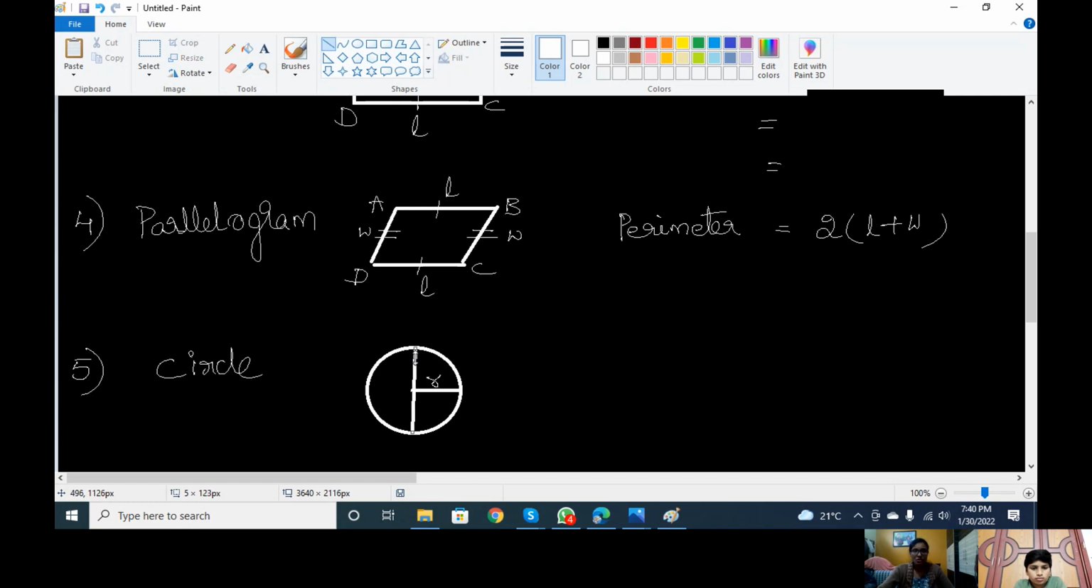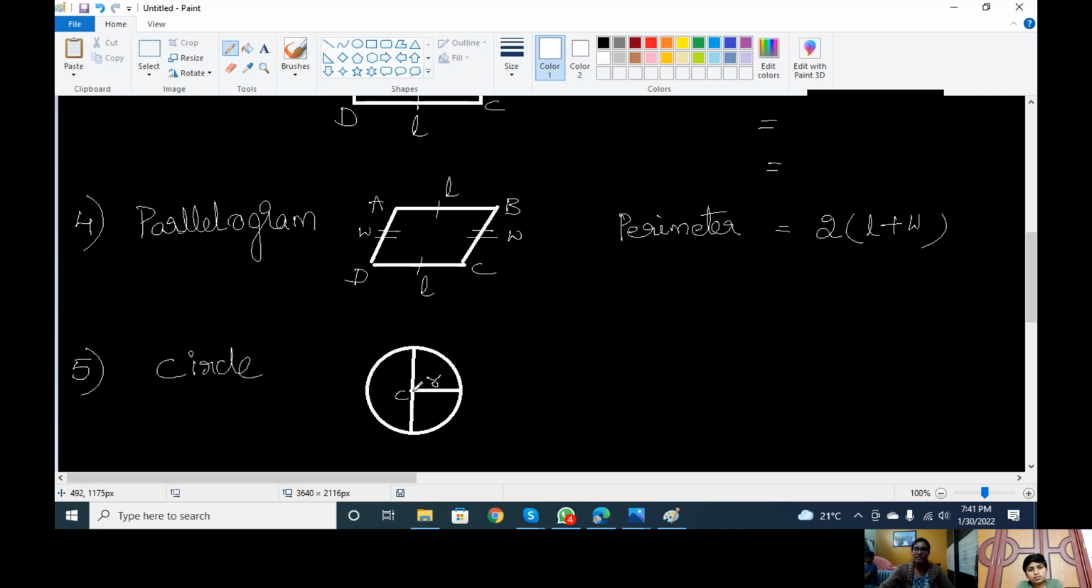A line which is passing from the center of the circle, and also it is touching two points on the circle, this is called the diameter. So diameter is nothing but a line which is passing from one end of the circle to another end of the circle through the center.